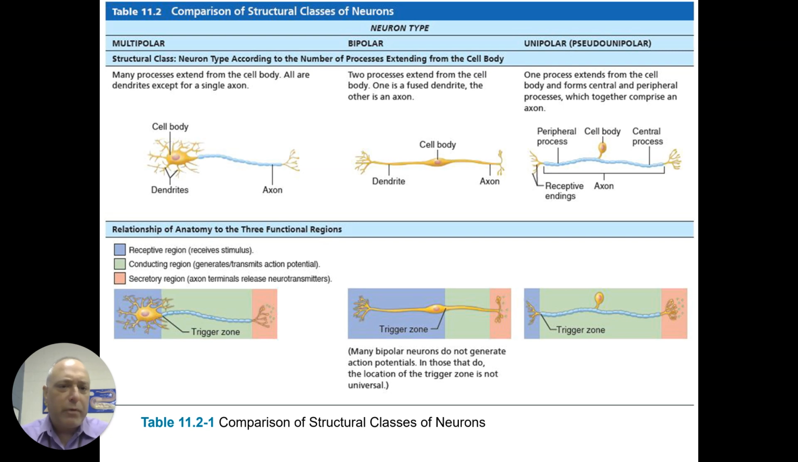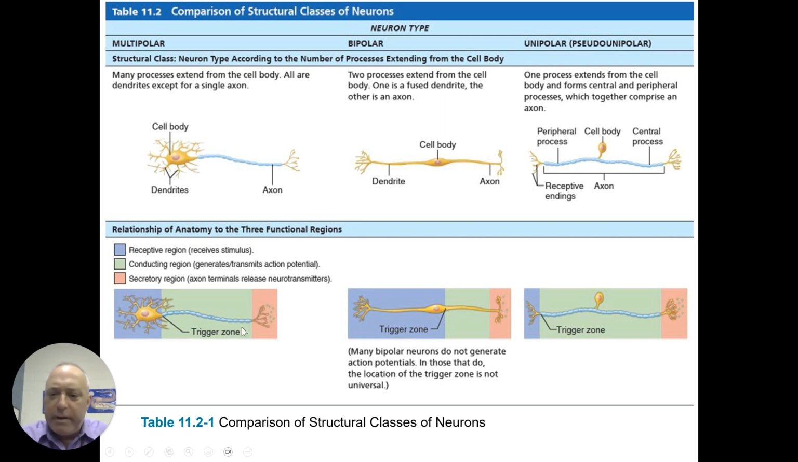Unipolar, also can be called pseudo-unipolar, is when only one process is coming out of the cell body, and it extends to form the central and peripheral processes, which together comprise the axon.